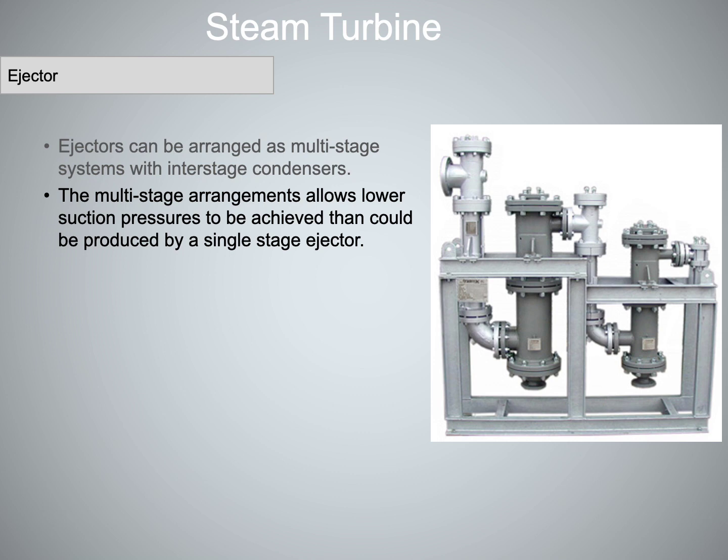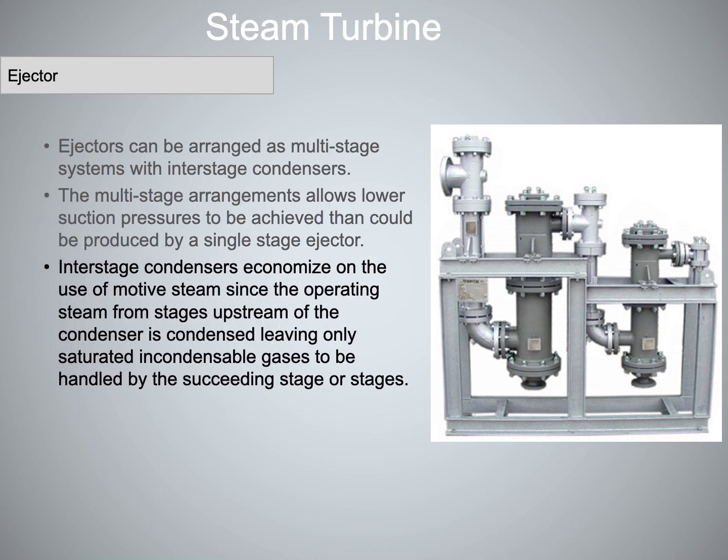The multi-stage arrangement allows lower suction pressures to be achieved than could be produced by a single-stage ejector. Interstage condensers economize on the use of motive steam, since the operating steam from stages upstream of the condenser is condensed, leaving only saturated incondensable gases to be handled by the succeeding stage or stages.